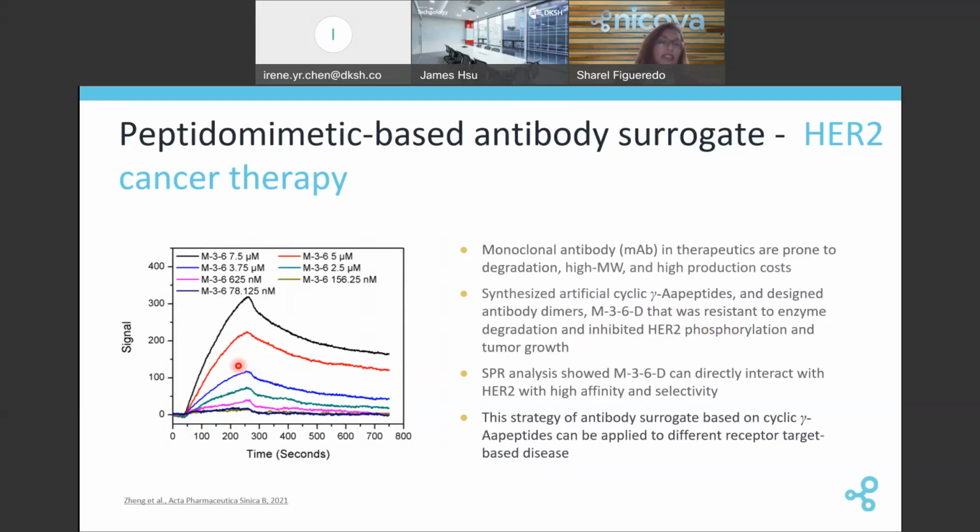And with SPR, they looked at binding between these dimers and HER2, and they showed that M36D could directly interact with HER2 with high affinity and selectivity. They concluded that the strategy of antibody surrogate based on these cyclic gamma alpha peptides could be applied to different receptor target-based diseases.